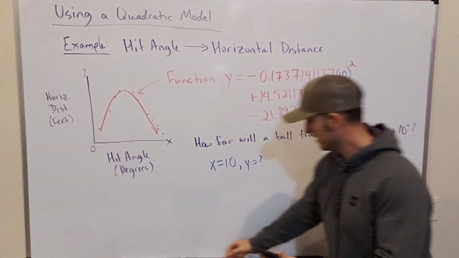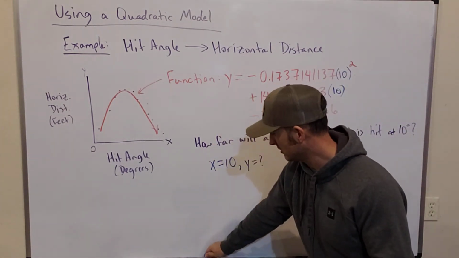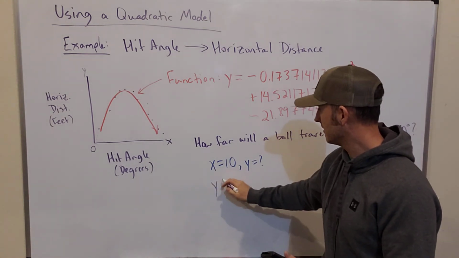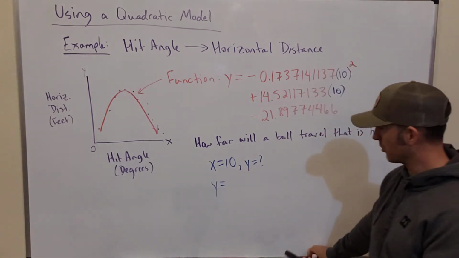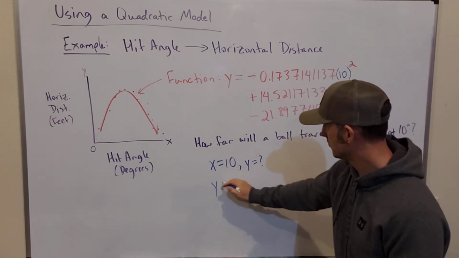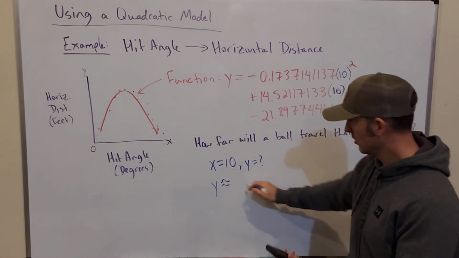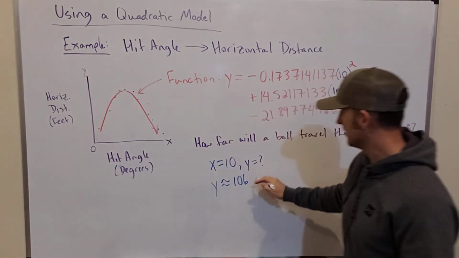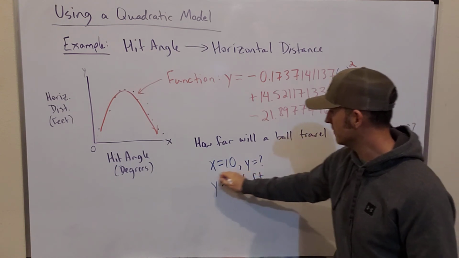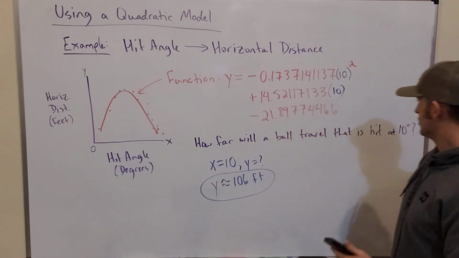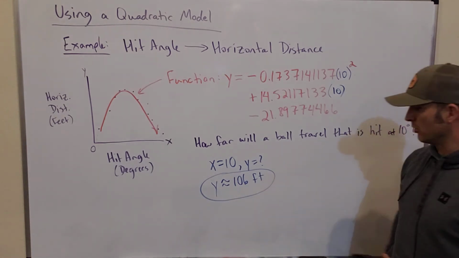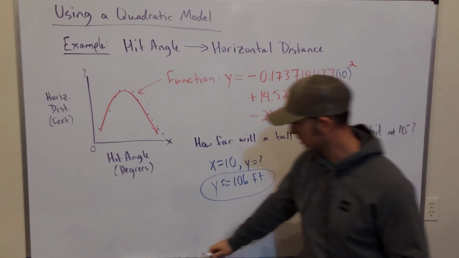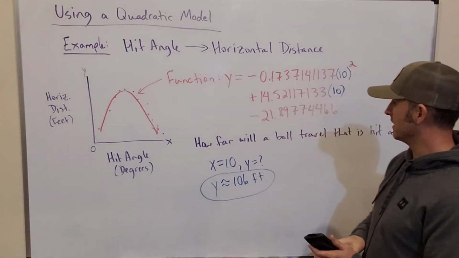I've already typed it in, and it appears that, as long as I don't have any typos in my calculator, y is approximately 106. And in this case, y is measured in feet, so y is approximately 106 feet. So if a ball is hit at 10 degrees, it's only going to travel about 106 feet based on this particular model, this regression that we got from a graphing device.